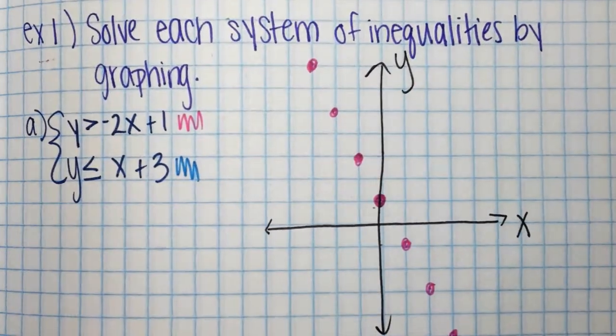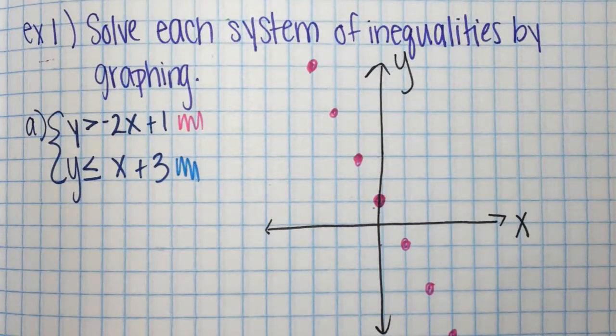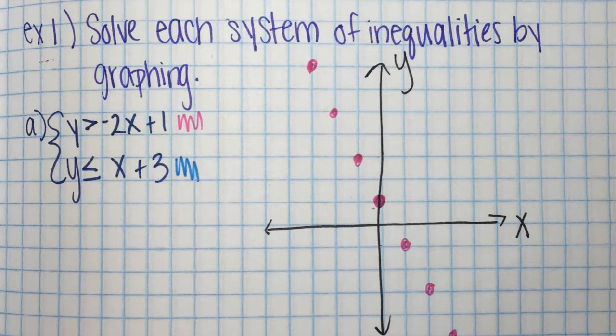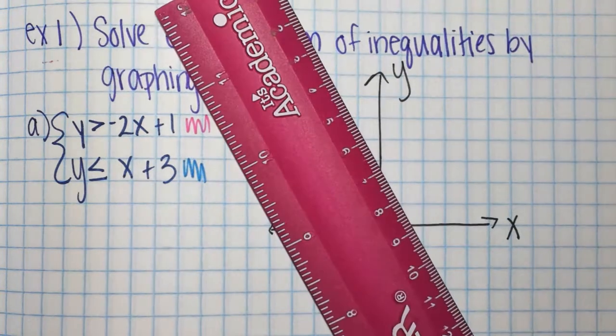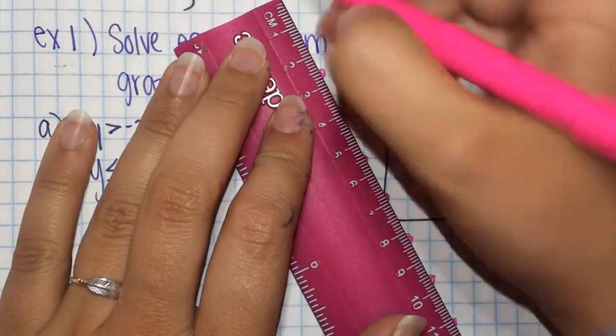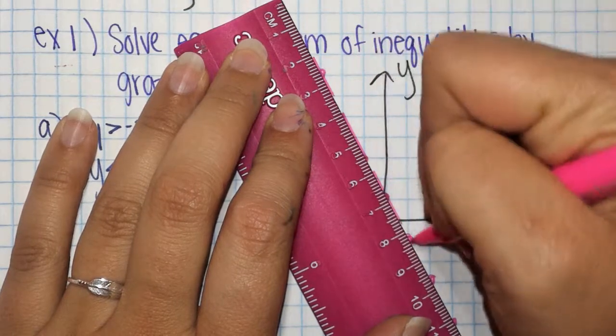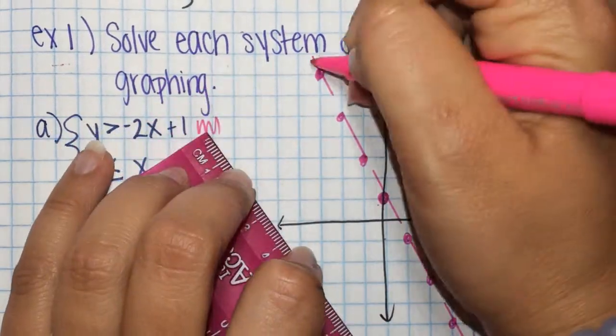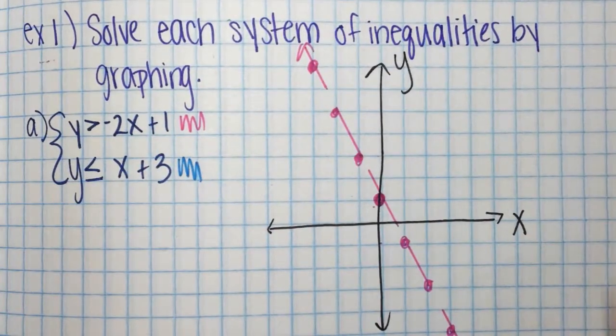Now, am I going to connect this with a solid or a dashed line? A dashed line. Why do you say a dashed line? Because it's not equal to. There's no line under it. So we're going to connect with a dashed line.